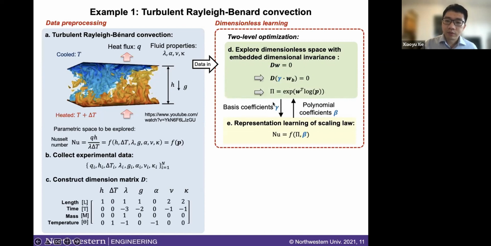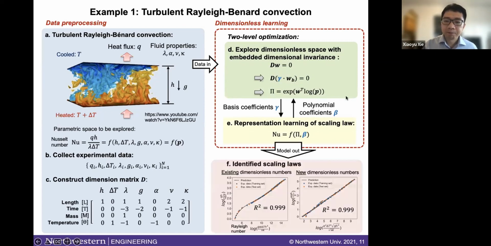And the first level is to try to find the basis coefficient, because W is related to the linear combination of the basis vectors, WB. After doing this kind of analysis, like what I demonstrated before, we can actually discover the existing dimensionless numbers, like Rayleigh's number and the Nusselt number. And we also can discover some new dimensionless numbers, even though we don't know the name, but the relationship between these two numbers is much simpler. And the performance is also very good.